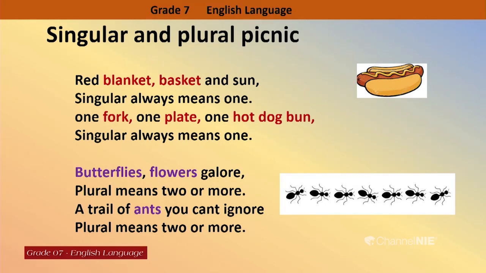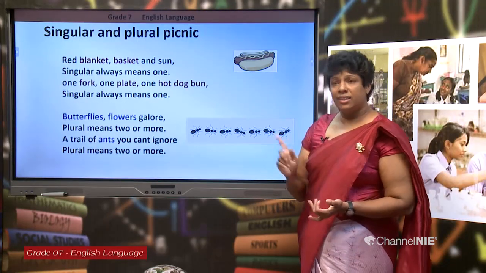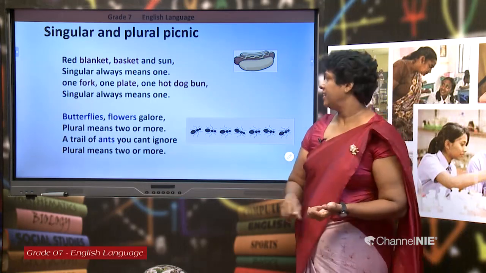Blanket, basket, fork, plate, hot dog bun. Singular. Butterflies, flowers and a trail of ants. Plural. Understand? S, E-S, I-E-S, V-E-S and the change of words.